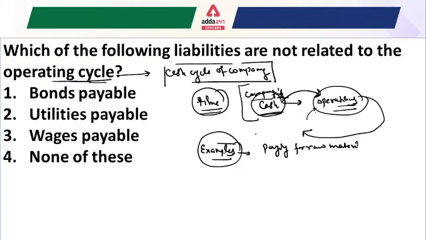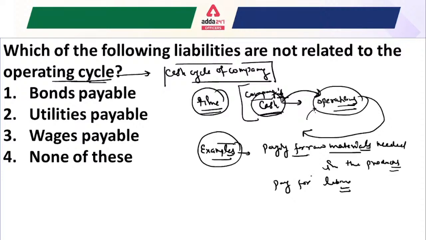Okay, so if we are talking about examples of the operating cycle, paying for the raw materials needed in the products is a very important example to understand. Another example is paying for the labor charges, which is also included in your operating cycle.